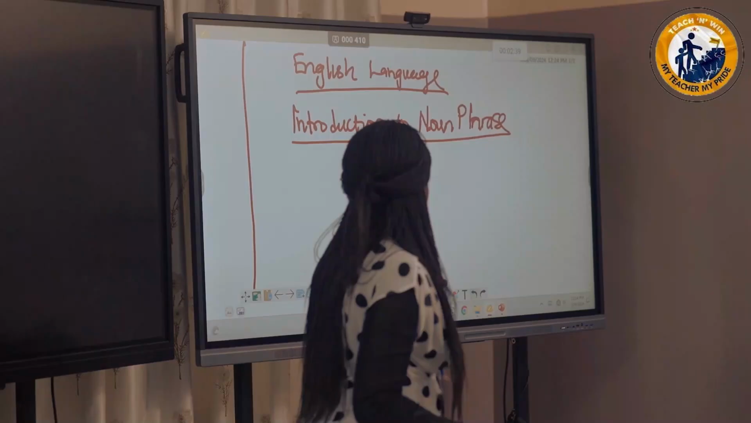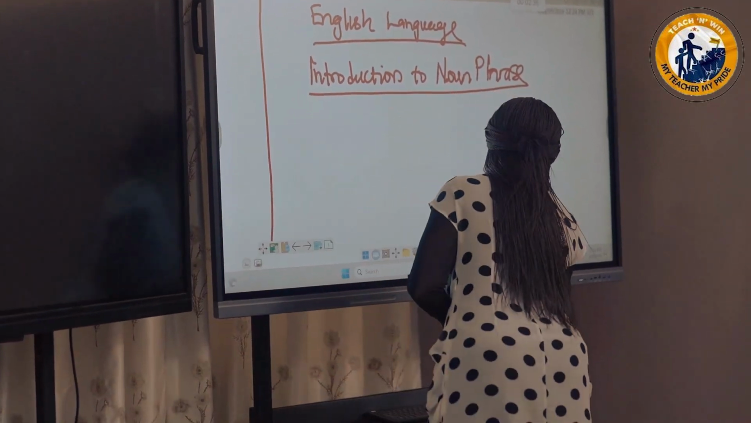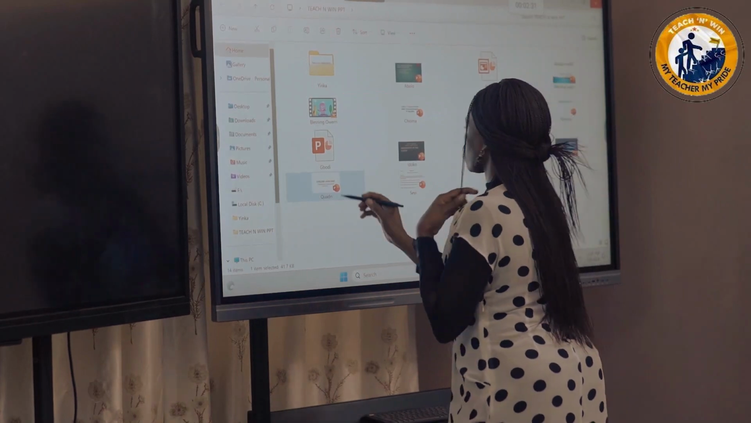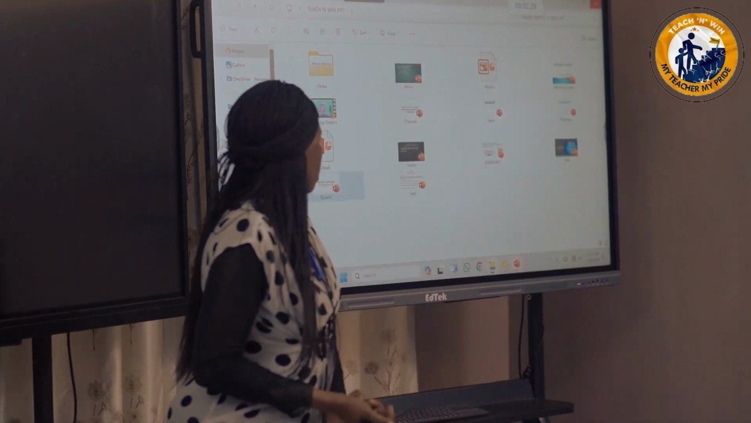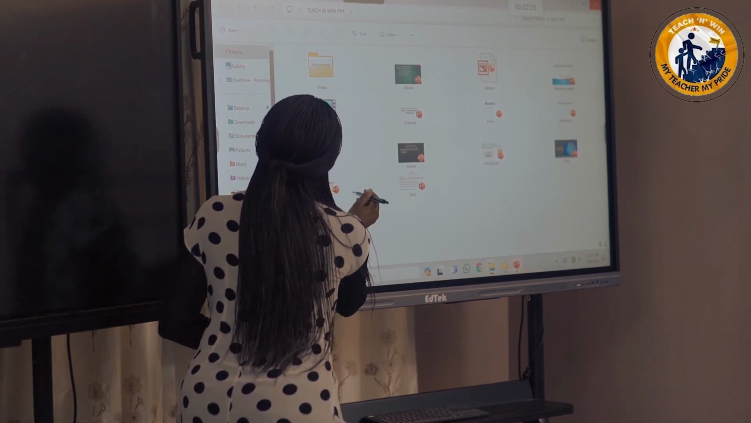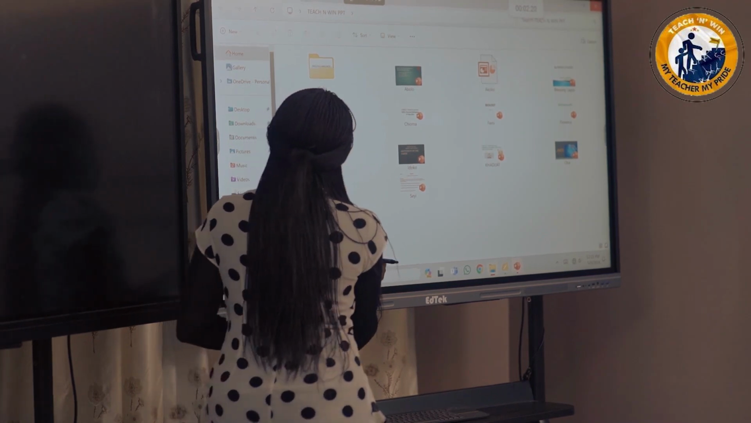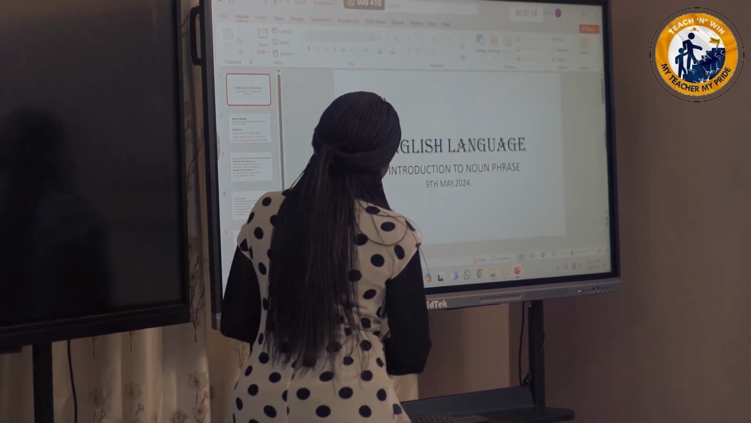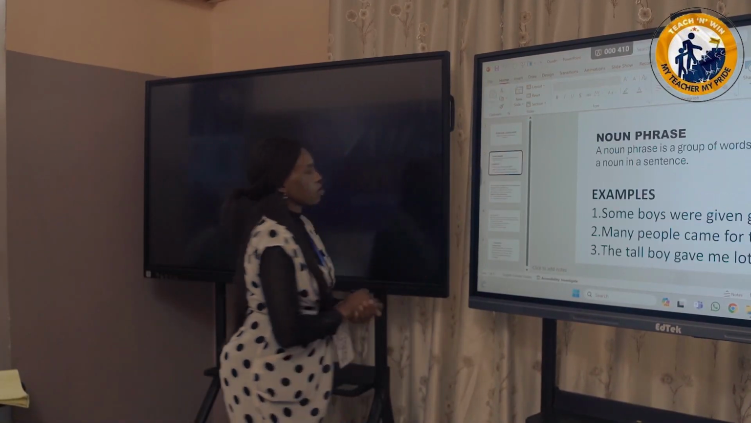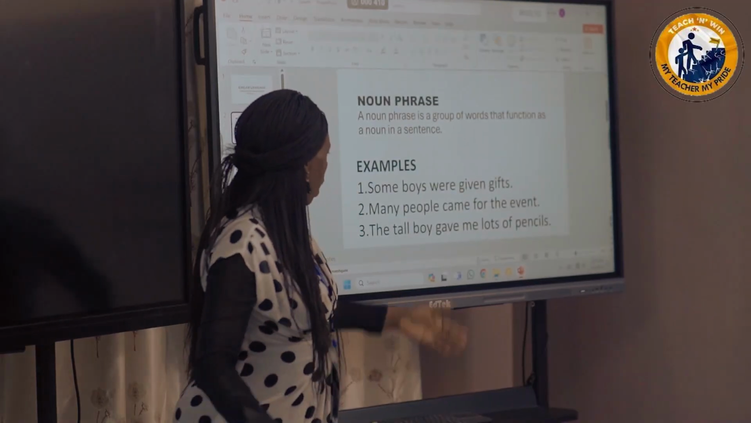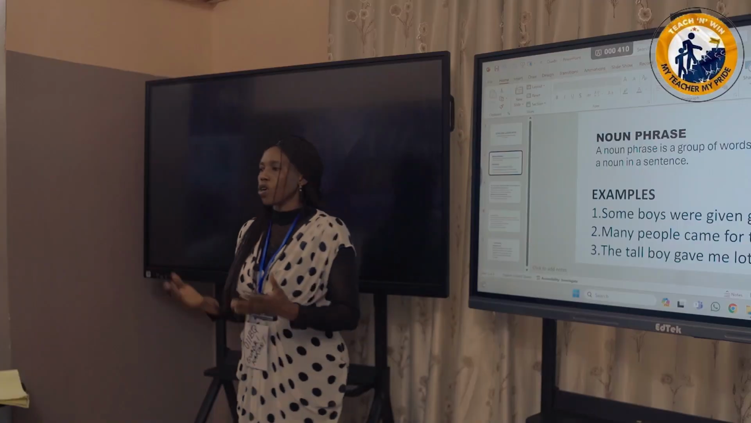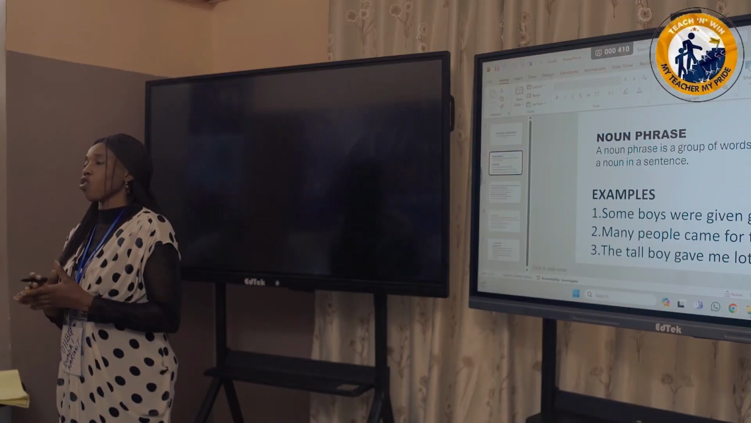Good. So what we are looking at this morning is noun phrases. Now let's go back to our slide. Okay. So without wasting time, I'm going to show you some things. Good. Now let's look at the examples we have here. The first example, some boys were given gifts. For us to know what our noun phrase is, we need to know what phrases are.